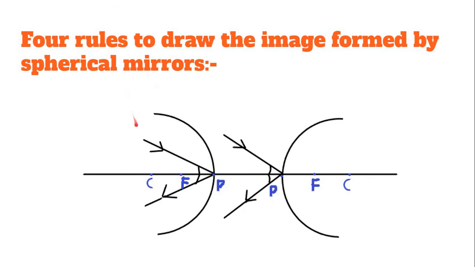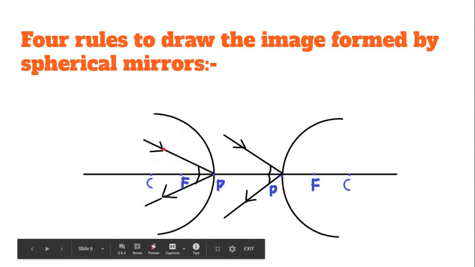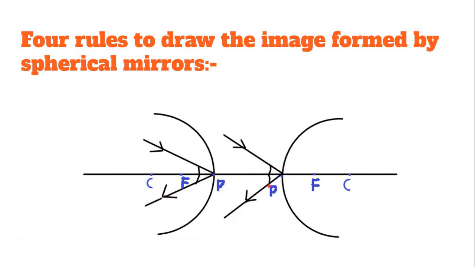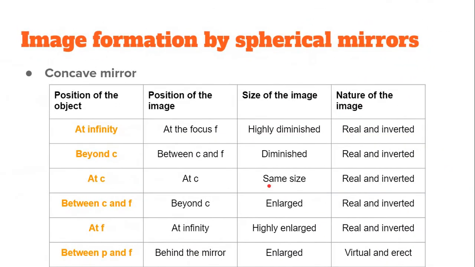So here we can see that when the ray comes on the principal axis pole, then it will diverge obliquely. Here it is also, this is only happening. So there are 6 important ray diagrams which are really important in the NCERT of class 10th. So, how is the image formed by a spherical mirror?